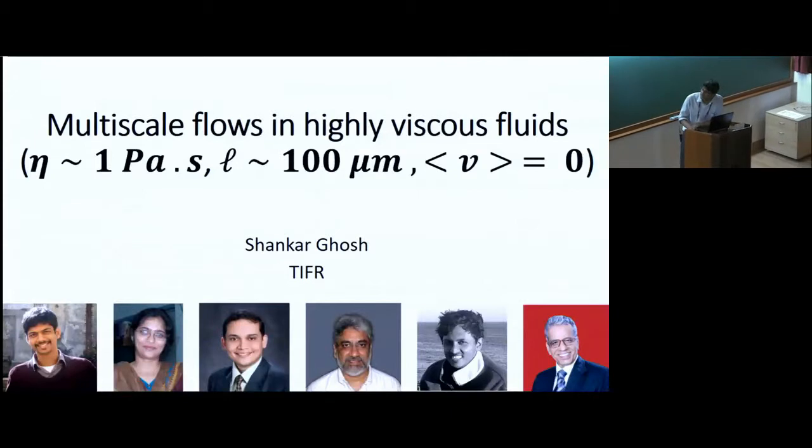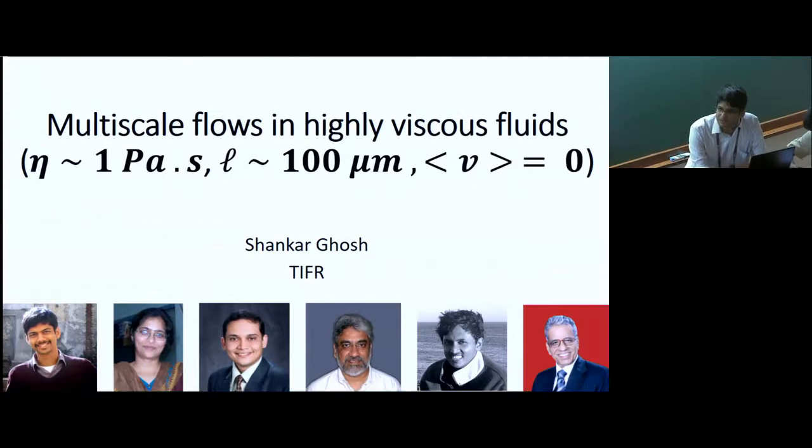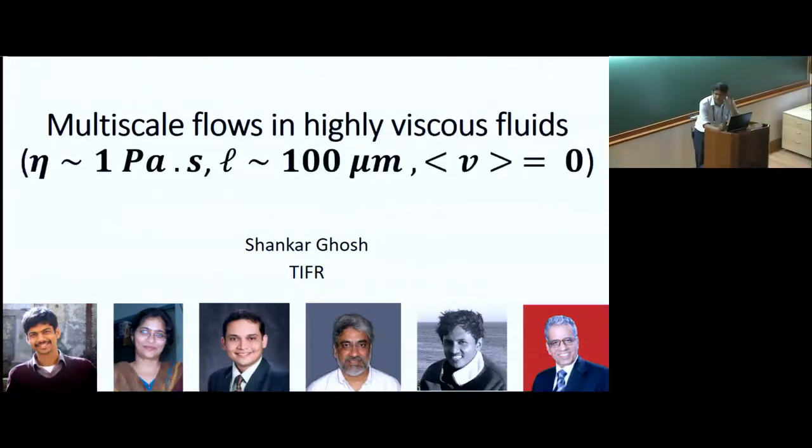So what I will talk to you about is how to generate complicated flows, chaotic flows, in systems which are very highly viscous. The number that you see, of the order of 1 Pascal second viscosity, is roughly of the order of what you see in honey. Honey is a few times more than that. The length scales in these experiments are of the order of 100 micrometers, which means that the system is of very low Reynolds number. This is not a pressure-driven flow, so essentially the average velocity in that sense is going to be 0.